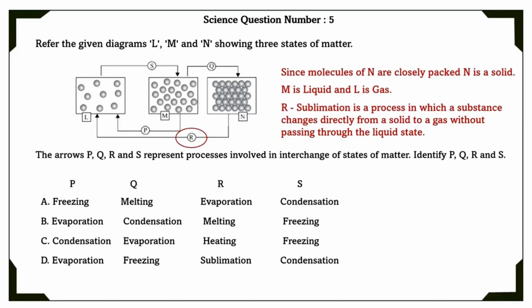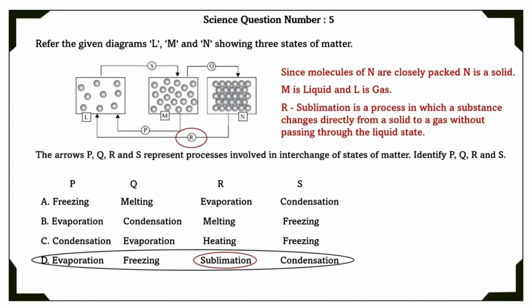R is sublimation. Sublimation is a process in which a substance changes directly from solid to a gas without passing through the liquid state. Sublimation is found only in the D option. So let us check if P, Q, R and S align with the D option. P is evaporation, yes. Q is freezing, yes. R is sublimation, yes. S is condensation, yes. All the processes satisfy the D option.